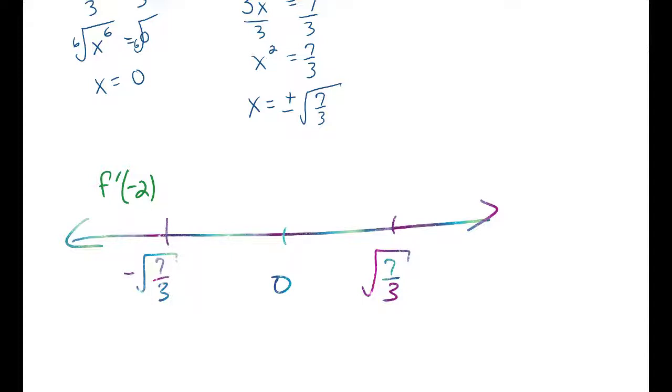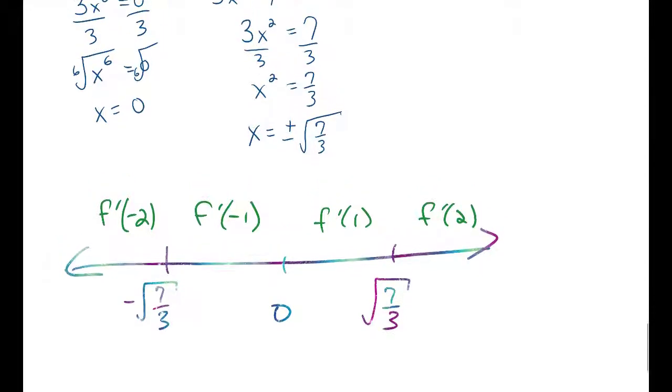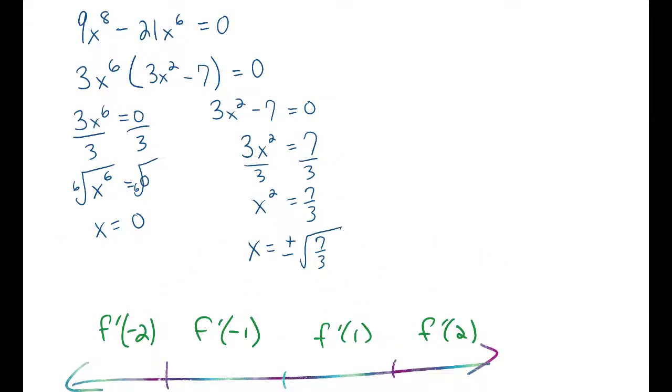So in between negative square root of 7/3 and 0, we can use, because remember, square root of 7/3 is 1.5 and some change, f prime of -1, f prime of 1, and we can do f prime of 2. So those will be our representatives. Okay, so now I am going to use my calculator to evaluate these values in our first derivative.